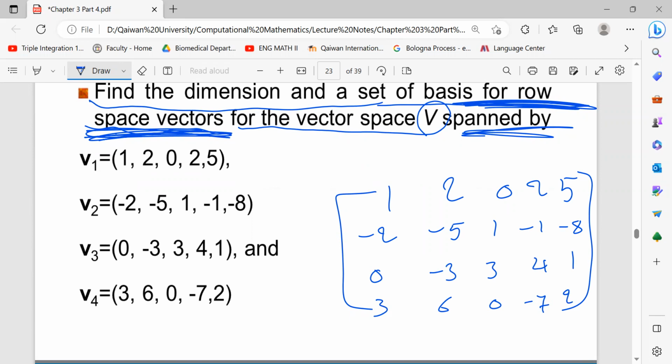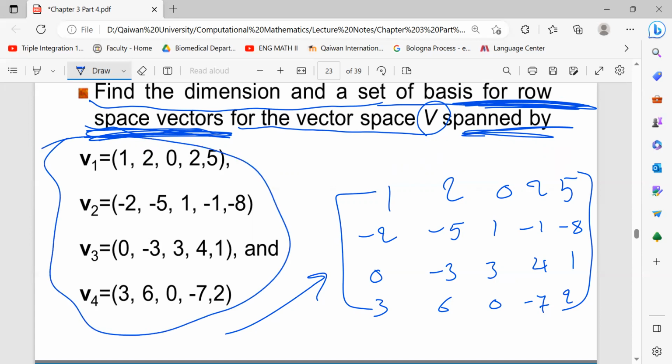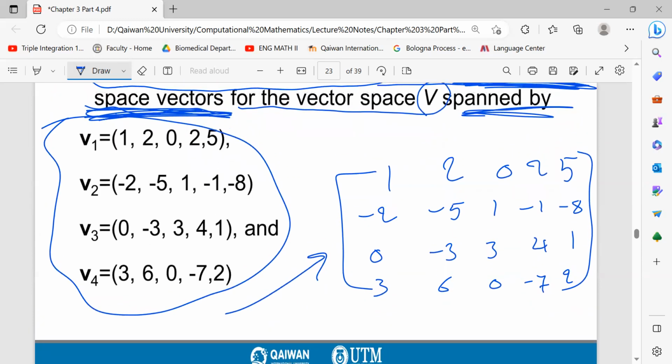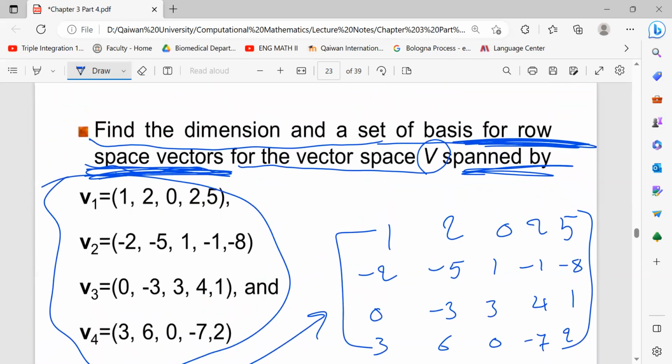If it says it's row space, then we work on this matrix. We find the basis and rank for this matrix, which will be the same as the basis and rank for the vector space V. Okay, it's asking about finding the rank and basis for vector space V. What we do is write down the vectors which span V in a matrix, and we find the basis and rank for that matrix. And we already studied this, how to find the basis and rank for the row space of a matrix.